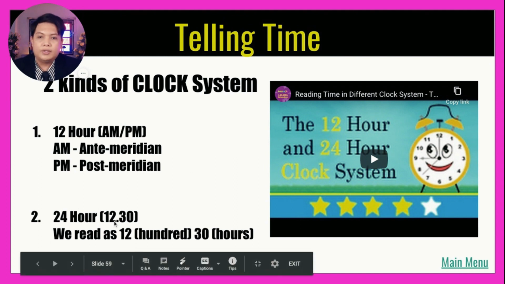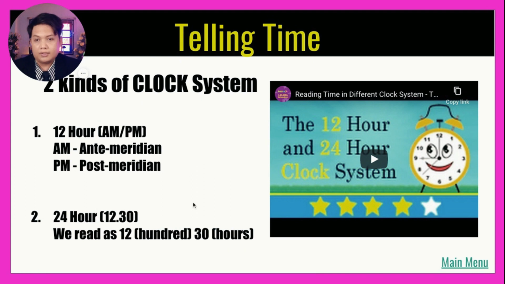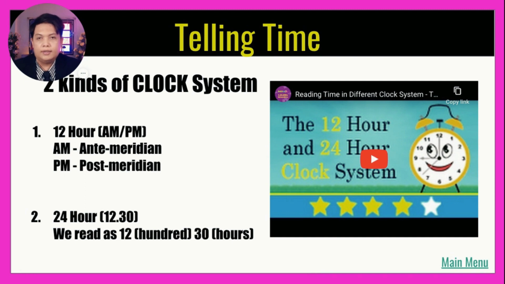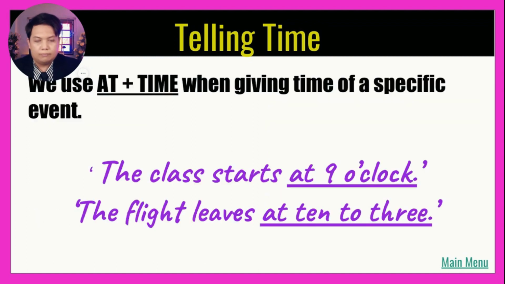For example, if it's 12:30, it is pronounced as 1230 hours. That's how you say your hours in the 24-hour clock system. Again, say it with me: 1230 hours. I have included here a video you could watch as a guide to further inform you about some of the information that you need to know about this. All right.